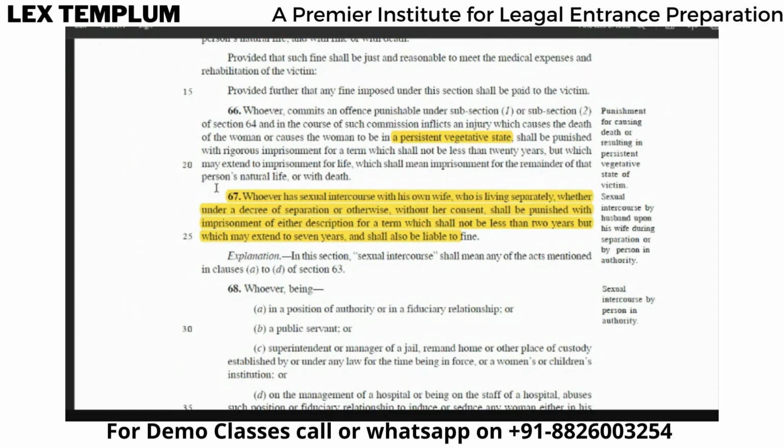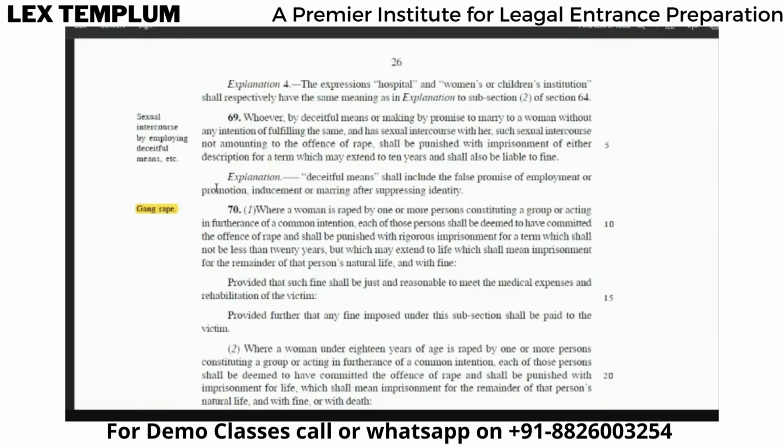This section 67 is important. It is talking about sexual intercourse by a husband upon wife during separation, or by a person in authority. Like, this was a question even earlier. In this section they could have included marital rape also, but they have failed to do so. So that is why this section is important.